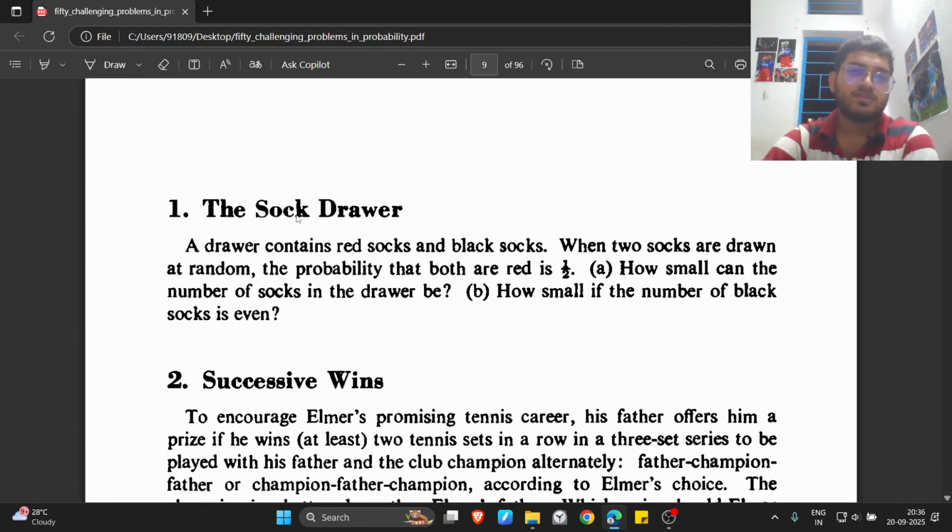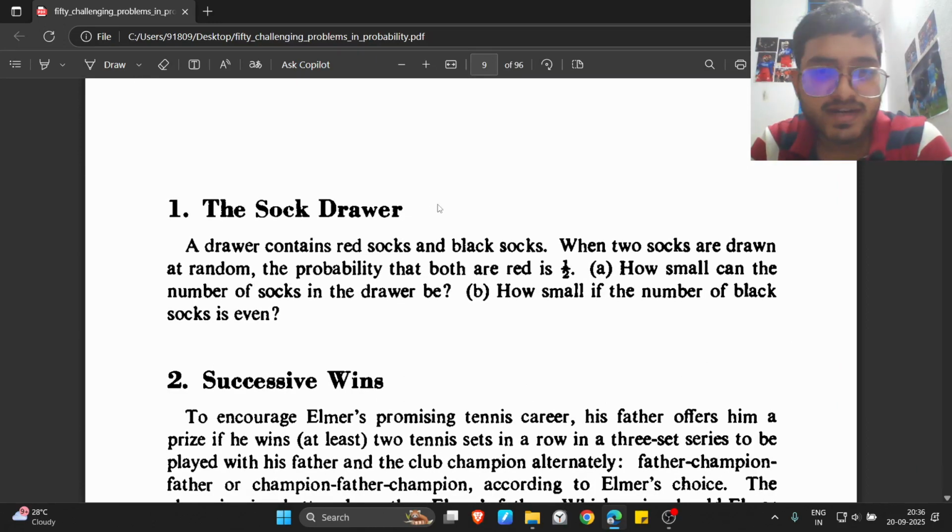The first problem is sock drawer. A drawer contains red and black socks. When two socks are drawn at random, the probability that both are red is half. How small can the number of socks in the drawer be? Second, how small if the number of black socks is even?